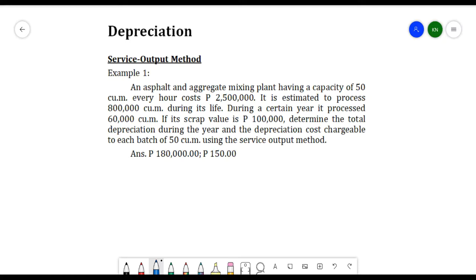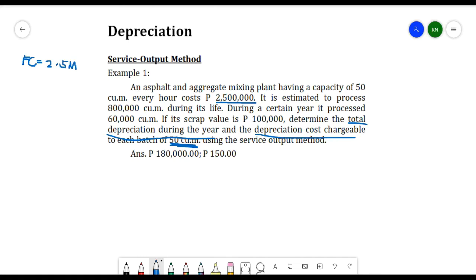So we are looking for two unknowns here. We need to determine the total depreciation during the year, and we also need to find the depreciation cost chargeable to each 50 cubic meters. So now let's first identify the given values that we have. We have our FC, or our first cost, which is 2,500,000 pesos. So we have 2.5 million.